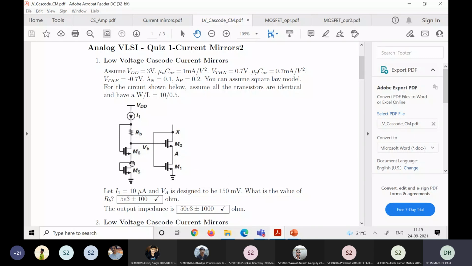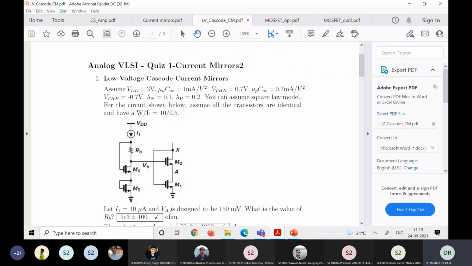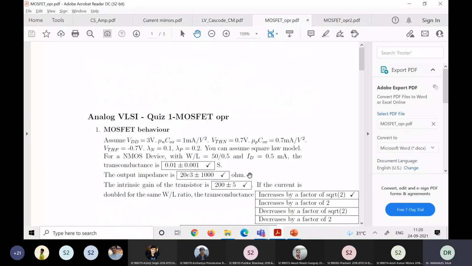Now, if you look at this point, you already have one VGS coming in here. 150 millivolt should be this VGS minus I1 times RB. I think we saw that in the class also. So you just equate that and you will get the value of RB. And output impedance, again, we did it in the class. It is going to be R0 of 0, R0 of 1 plus GM of 0 into R0 of 0 into R0 of 1. Since the transistors are all identical, it will boil down to 2R0 plus GM R0 squared. That's it. That was this question, and this I had already given in the assignment also.